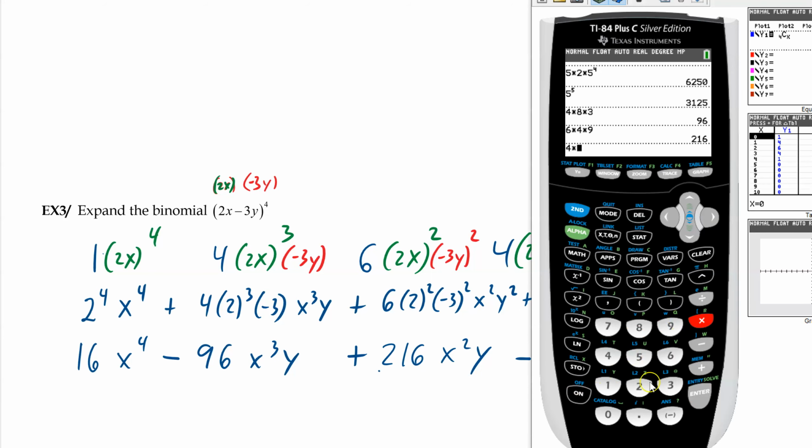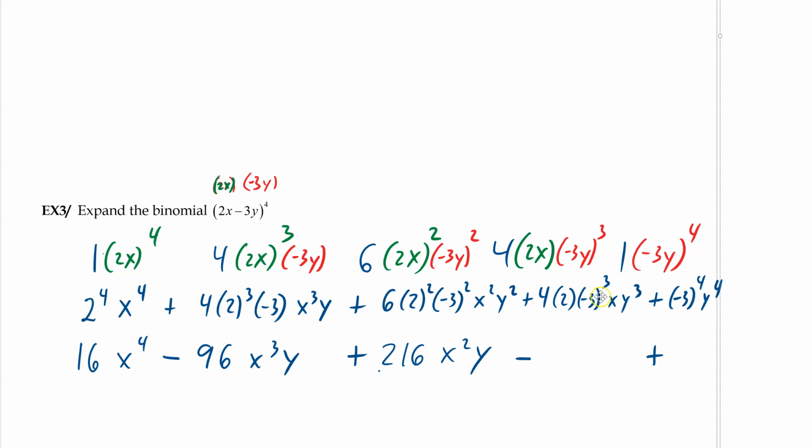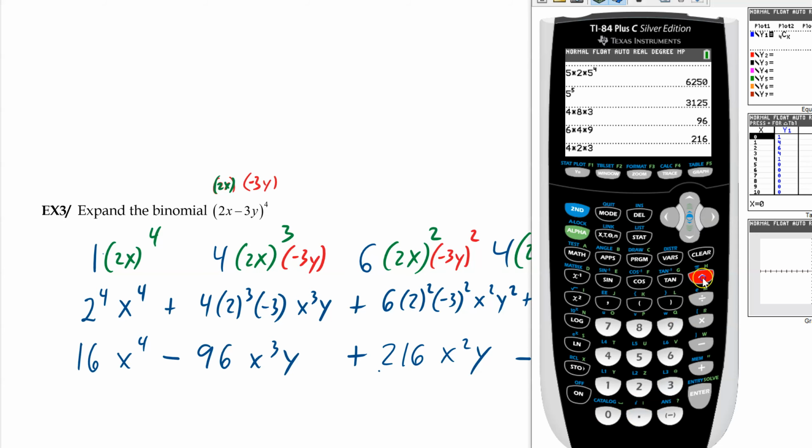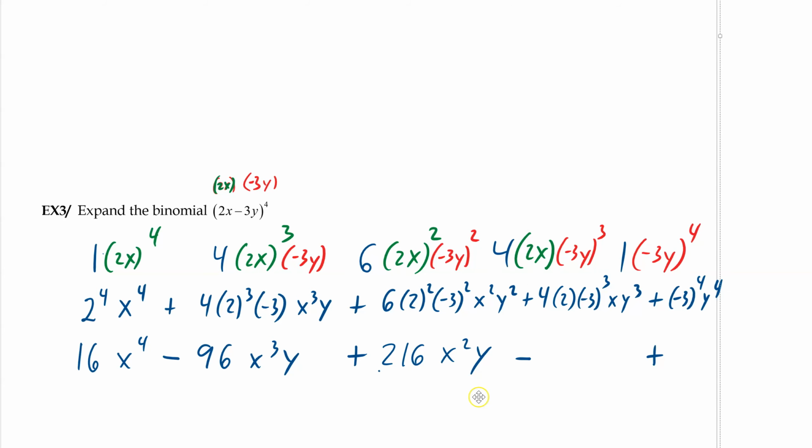And then 4 times 2 times 3 cubed, 216. And then the last one's 3 to the 4th, which is 81.